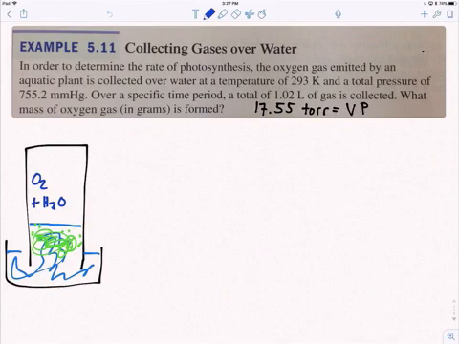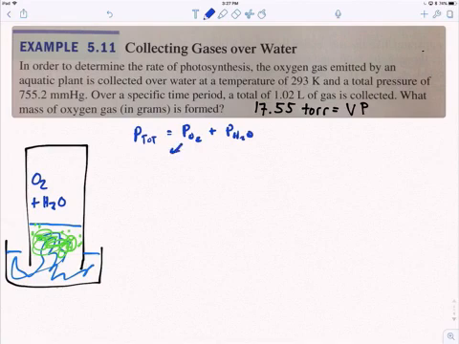But this volume is not just all oxygen, there's also the vapor pressure of water. So here, the total pressure is going to be the pressure of O2 plus the pressure of the water vapor in there. And what we're going to do then is get the pressure of O2 to get the moles of O2. Then we can get the mass of O2 from the moles of O2. And we'll get the moles of O2 by the ideal gas law. So if you're wondering how to solve this problem.